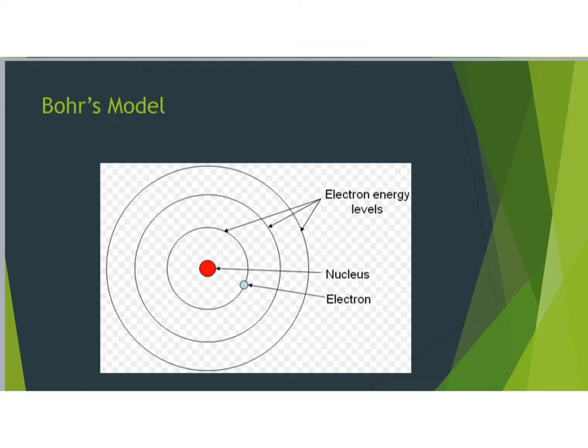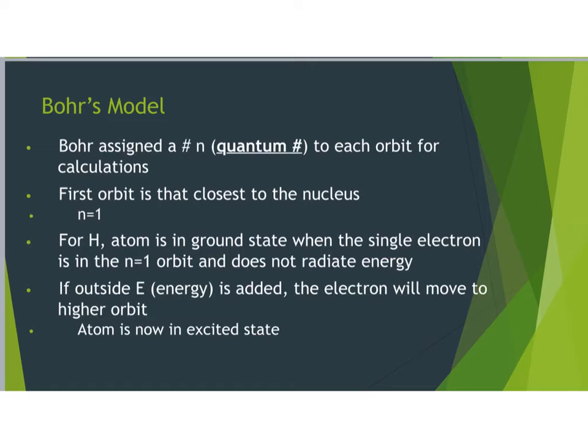The red dot here is the nucleus, and hydrogen in the ground state configuration has one electron that orbits it. Niels Bohr proposed that as energy was added to the system, that electron was going to jump out and go farther and farther away from the nucleus depending on how much energy and which energy state it was in. To complete his thought, Bohr assigned a number n, which we call the quantum number, to each orbit for his calculation purposes.